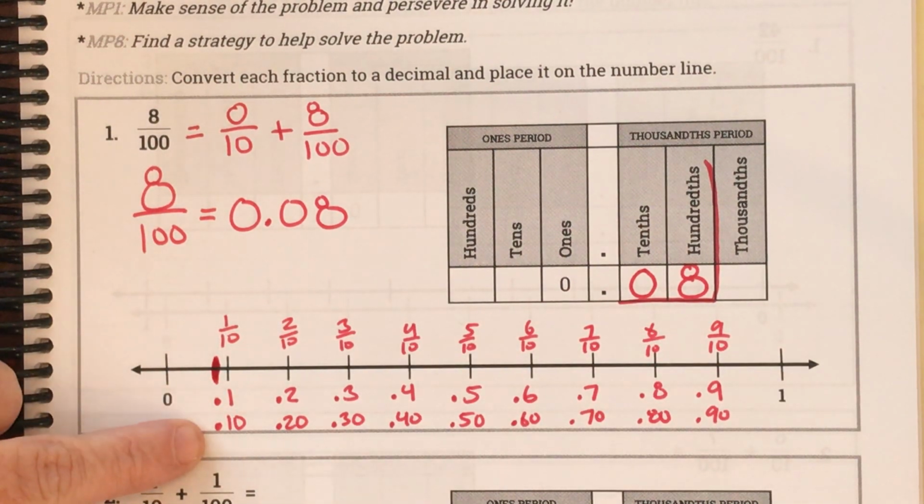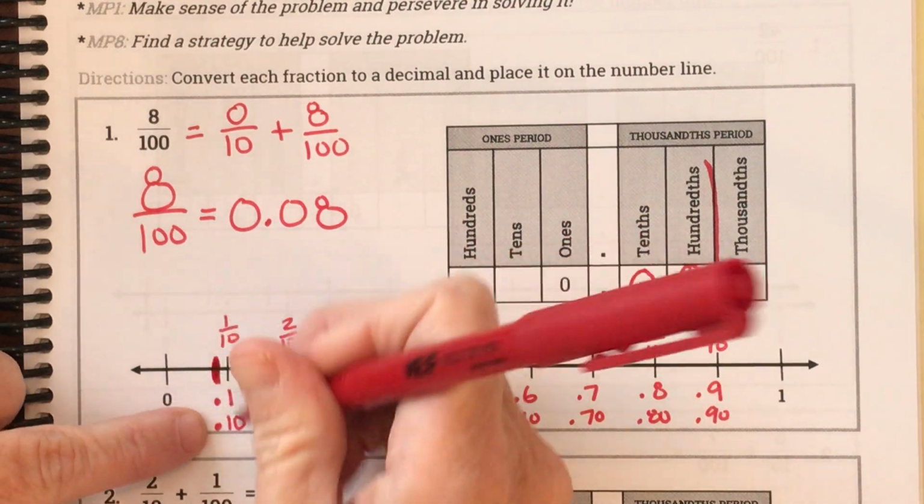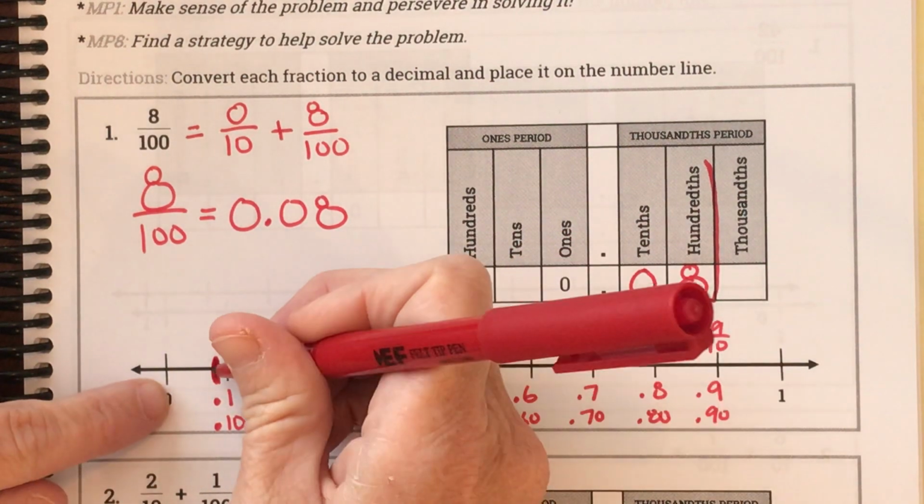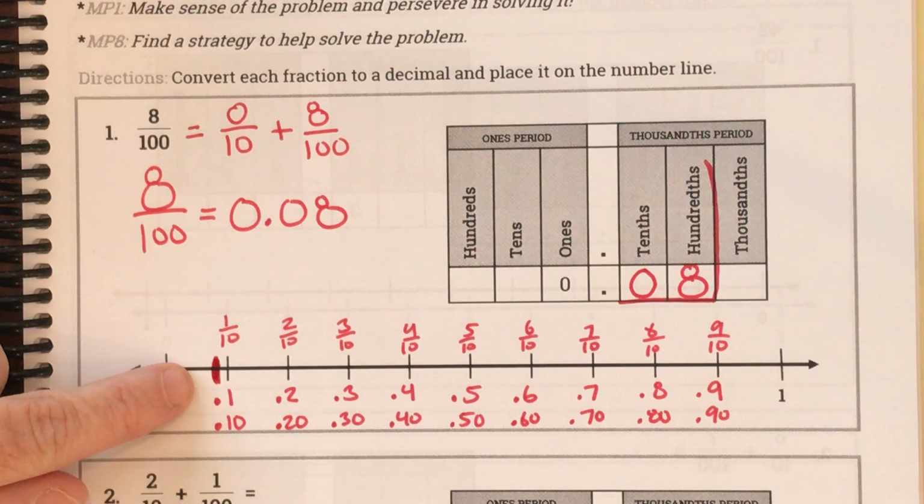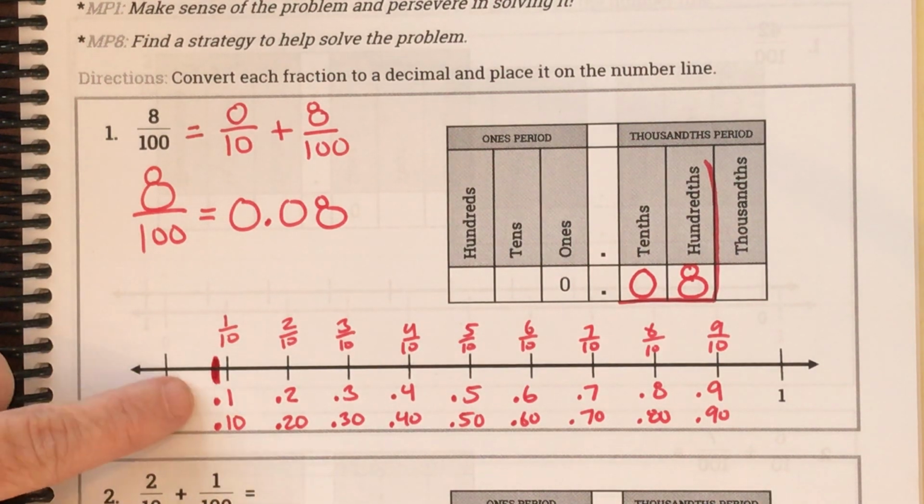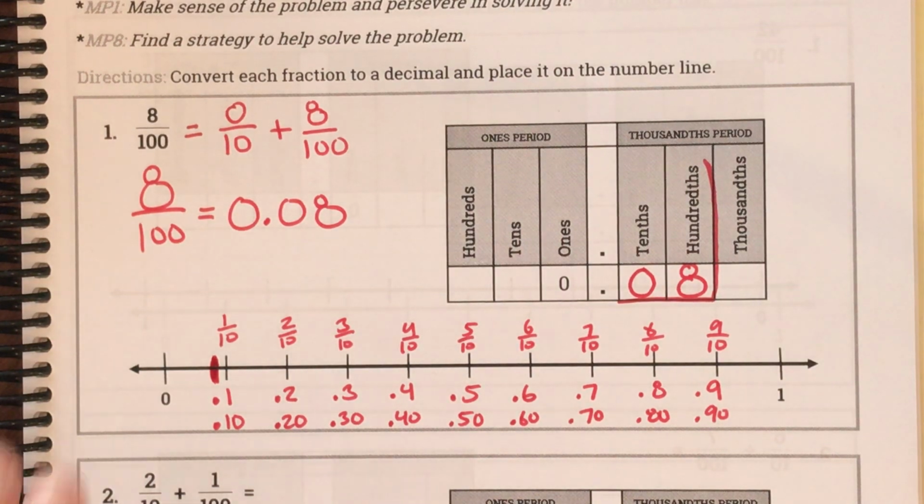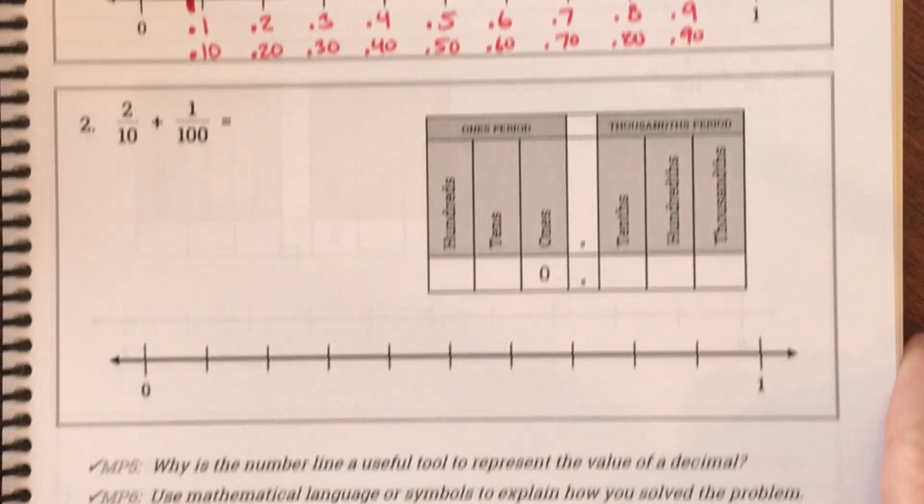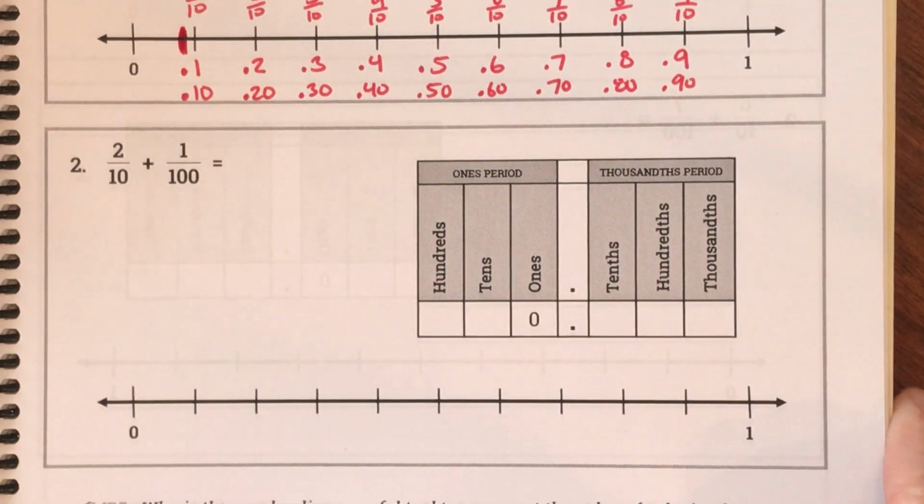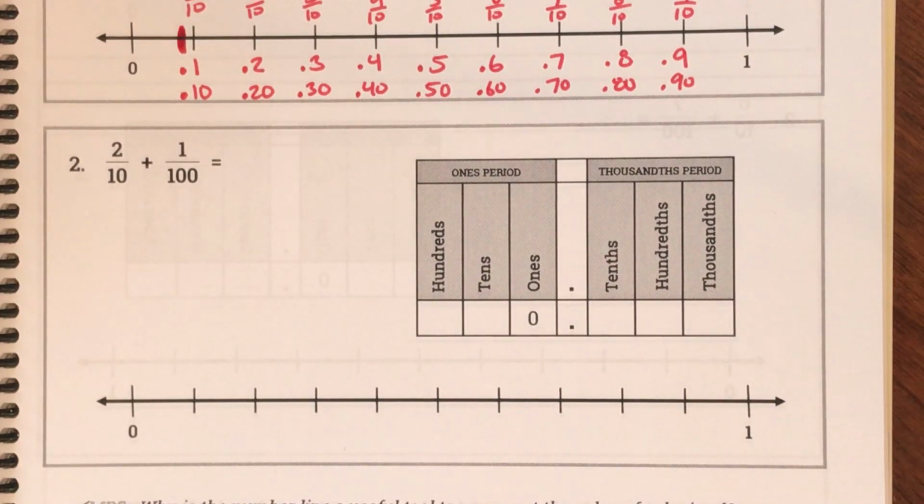Because this is 1/10 or 10 hundredths. So 8 hundredths is less than a 10th. It's less than a 10th, or it's less than 10 hundredths. Okay, let's look at another one. Because they started with the trickiest one. All right, let's jump into this one.